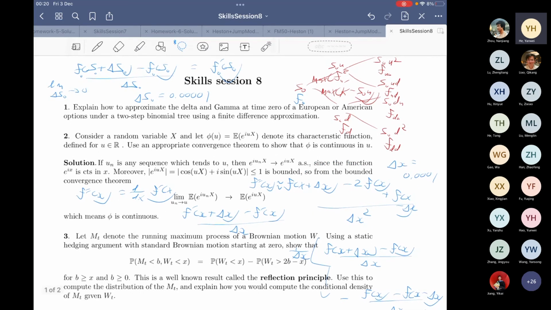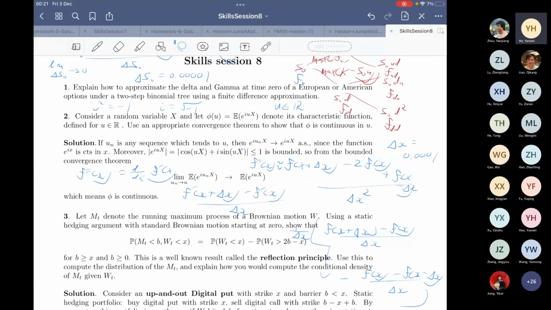So question 2, more of an FMO1 type question. It says: consider a random variable x and let phi of u denote its characteristic function. I'm sure we've introduced this before. Maybe I had k instead of u as the dummy variable. It doesn't matter. Remember, it's the expected value of e to the i u x, where u here is real, and i is the usual square root of minus 1, so obviously i squared is minus 1. It says use an appropriate convergence theorem, by which I mean one of the standard ones that you've learned in FMO1, to show that phi is continuous in u.